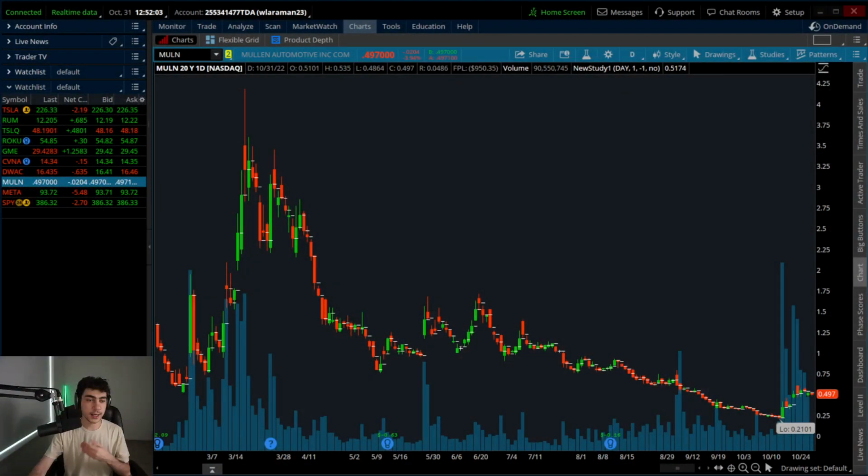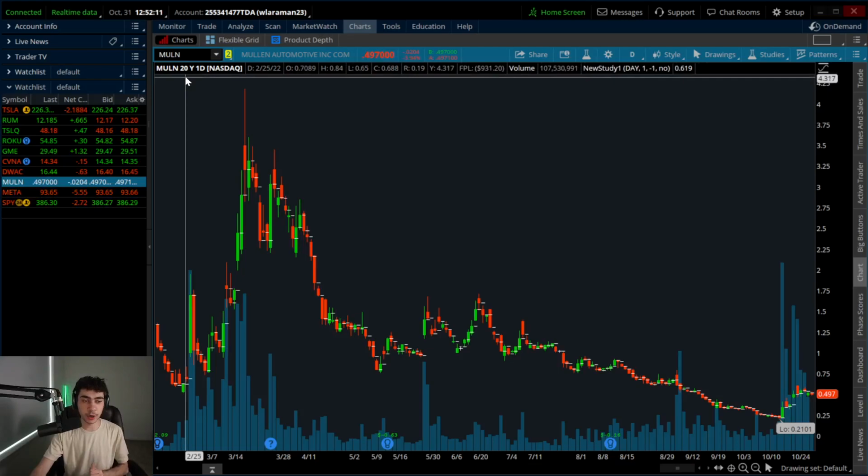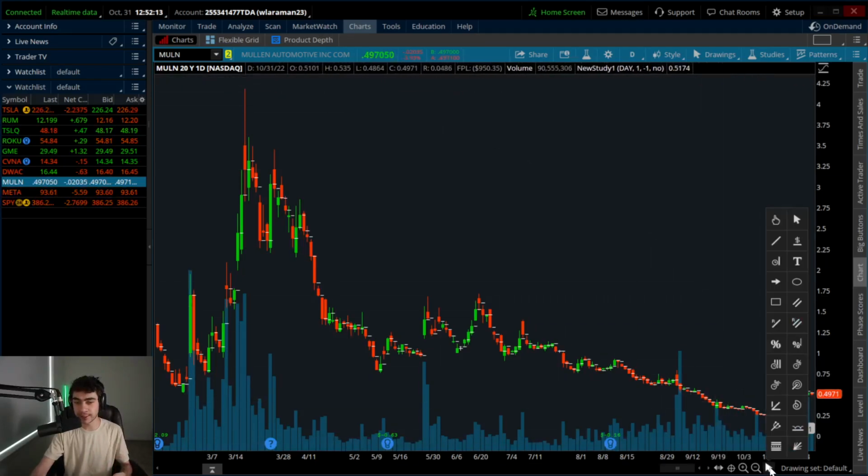Let's get straight into the analysis. So in terms of ticker symbol MULN, we are now at a key critical level on the daily chart, and we're going to call that level 50 cents.